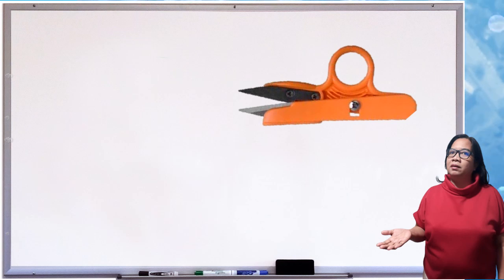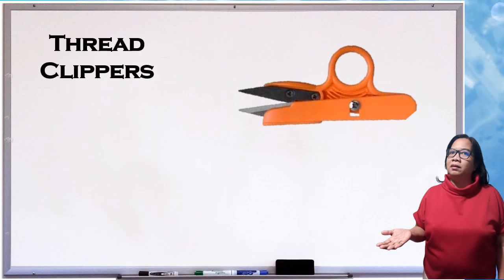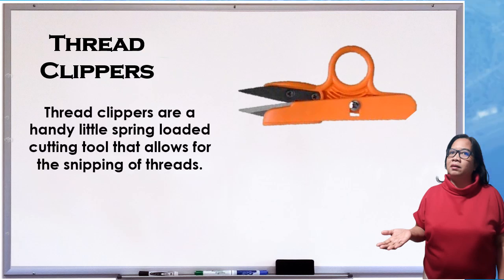How about the sewing cutting tool? Are you familiar with this? Have you used this kind of tool? Yes, that is correct. This is a thread clipper. So if you want to cut excess threads on sewn fabric or dress, you can use a thread clipper. Thread clippers are handy little spring-loaded cutting tools that allow for the snipping of threads.